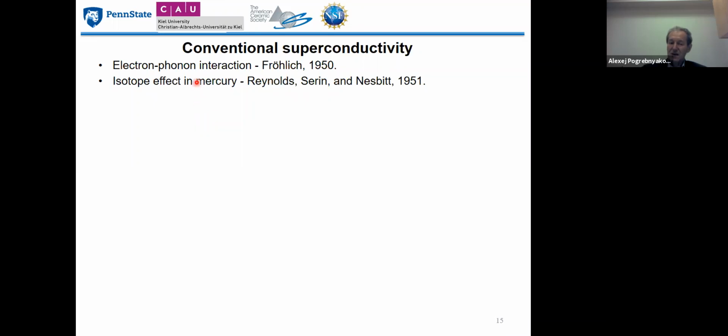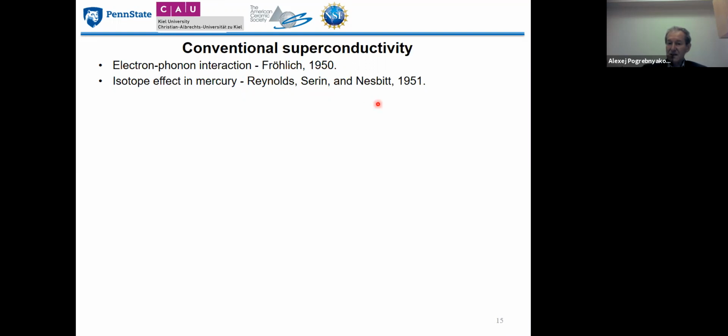So the first indication came from considering the interaction of electrons with phonons in solid state. Froelich in 1950 theoretically described this electron-phonon interaction. In particular, electron-phonon interaction brings about the resistance of the samples. The stronger the electron-phonon interaction, the higher the resistance of the sample.